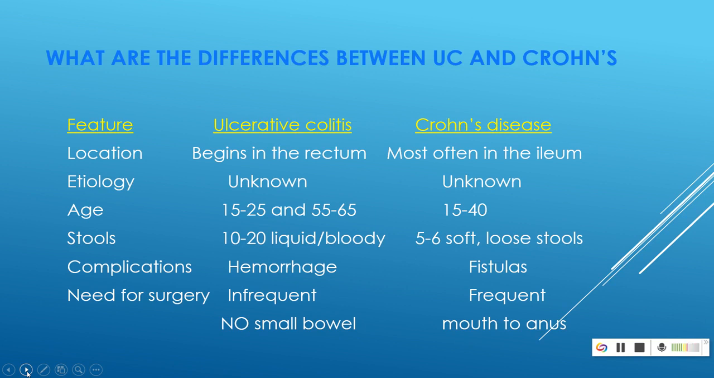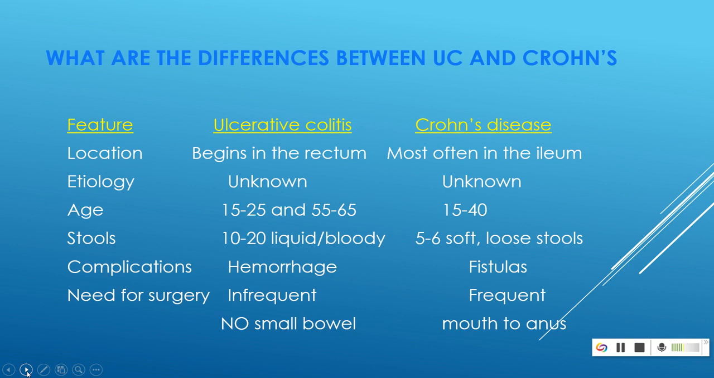So what are the differences between UC, ulcerative colitis, and Crohn's disease? Well, I've got it right here. Feature, location. Ulcerative colitis begins in the rectum and can go up through the sigmoid colon, up the whole colon, the large intestines. Crohn's disease can happen anywhere along the GI tract, but most of the time it happens in the ileum of the small intestine.